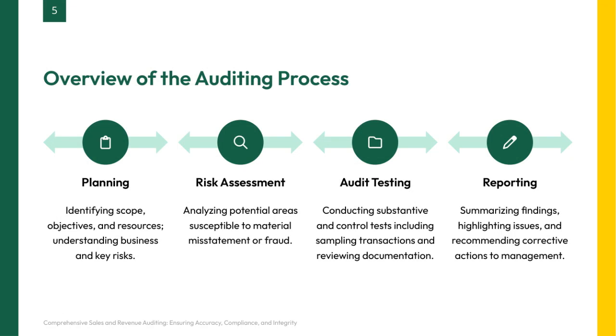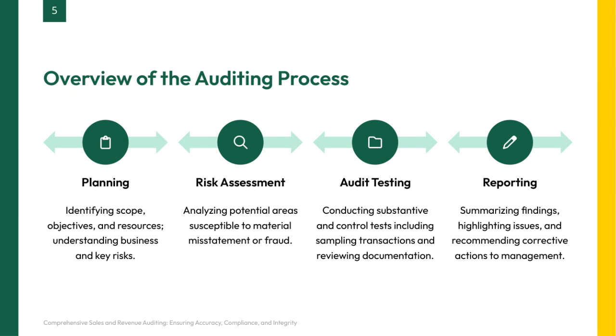When we talk about the auditing process, it starts with planning. This is where we define the scope of the audit, set clear objectives, and allocate the necessary resources. It's also crucial to understand the business environment and identify the key risks that could impact financial reporting or operations. Next, we move into risk assessment. Here, we analyze areas that might be vulnerable to significant errors or fraud, so we know where to focus our efforts.